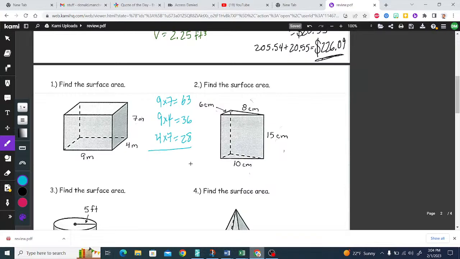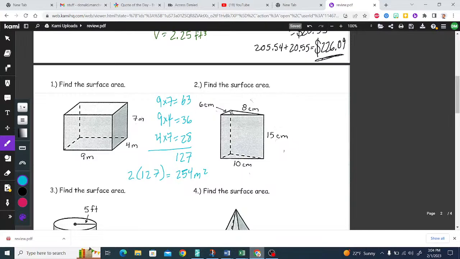So let's see here. Getting my calculator ready. I'm sorry about that, I didn't have it ready. 63 plus 36 plus 28 gives us 127, but that's only the 3 faces. We have 6 faces in total, so that's 2 times 127, which gives us 254 meters squared.